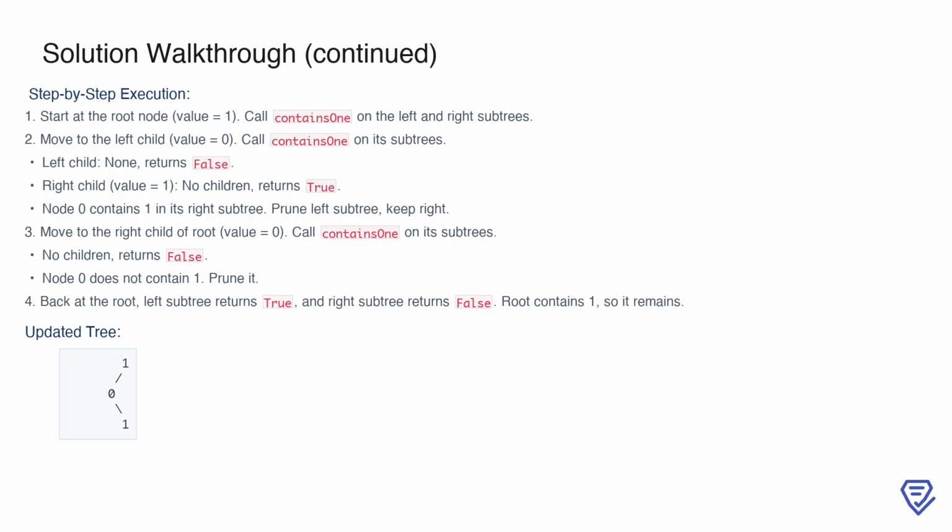However, its right child has a value of 1 and no further descendants, so it returns true. This means the left child of the root contains a 1 in its right subtree. We prune the left subtree and retain the right.